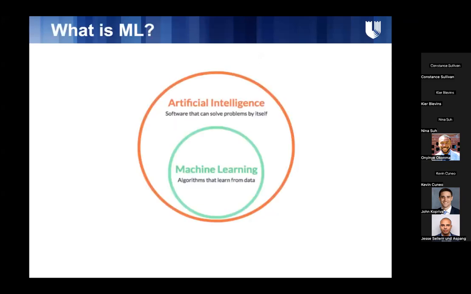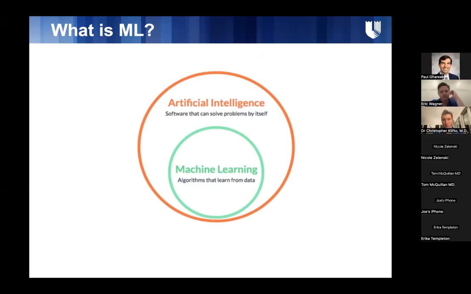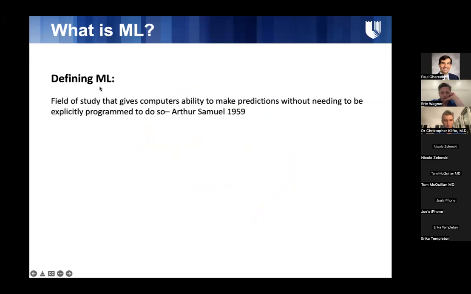Okay, so what is machine learning? Well, machine learning is interesting, right? So artificial intelligence is, in broad strokes, defined as software that can solve problems by itself. And machine learning is a subset of artificial intelligence, essentially defined by algorithms that can learn from data. So you hear artificial intelligence and machine learning. Just think of artificial intelligence as the broad terminology, and machine learning as a subset of algorithms that learn from data. And that's the big difference when you hear the different definitions.